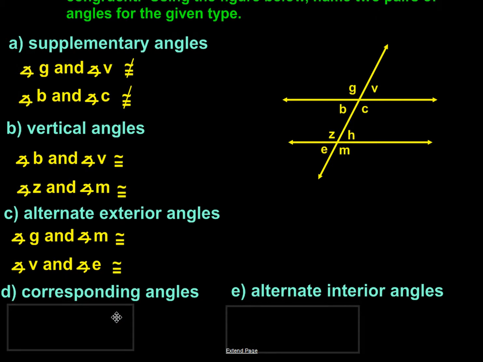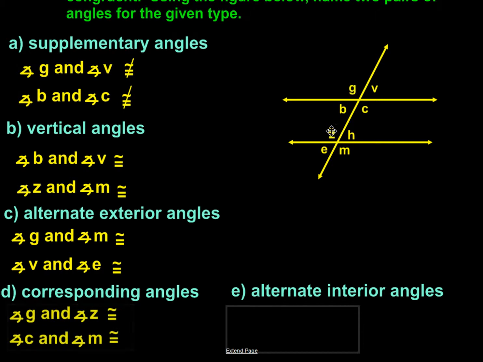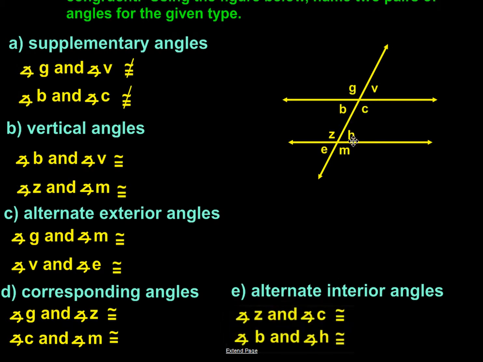Corresponding angles. So I've got angle G and angle Z. G and Z. Corresponding angles are on the same side of the transversal, so they're both on this side, G and Z. And also C and M on this side, C and M. And they would be congruent as well. Lastly, we have alternate interior, so these are going to be inside these parallel lines. And we have Z and C, and we have B and H. And again, these all would be congruent to one another.